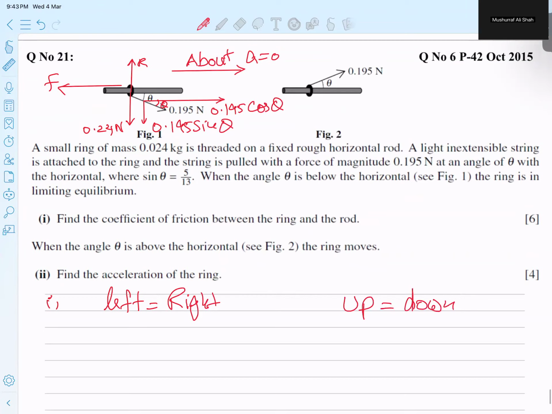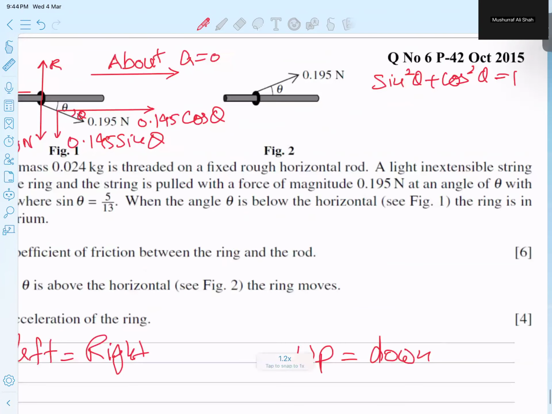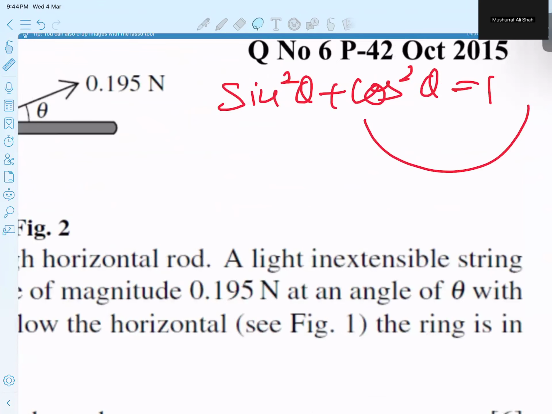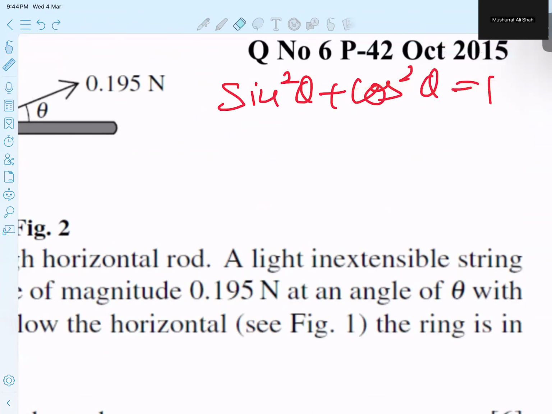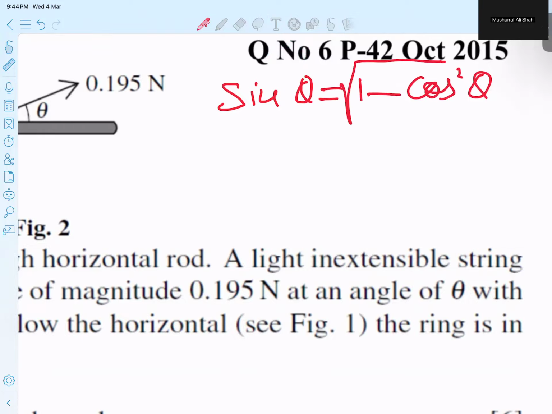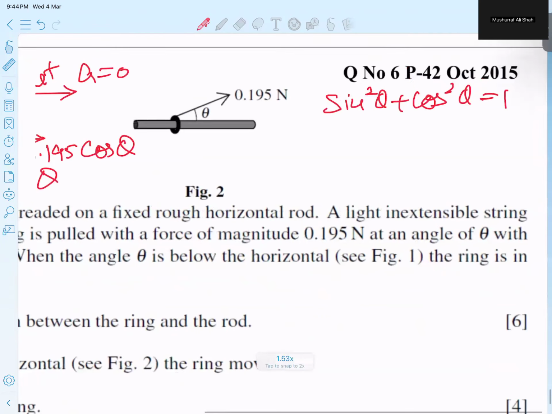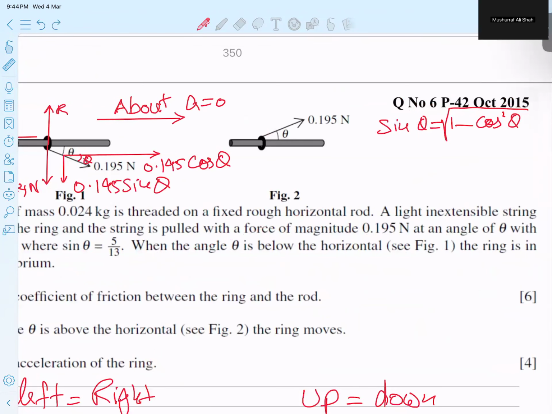Okay, very clear. Second, sine theta is given, and sine squared theta plus cos squared theta equals 1. If I bring cos squared to the other side, students, what happens? It will become 1 minus cos squared theta. If I take the root, it turns into this form. And this 5 by 13 will come here. Sorry, I have to write in the opposite order, so cos here and sine inside. Same story: cos theta equals root of 1 minus sine squared theta.